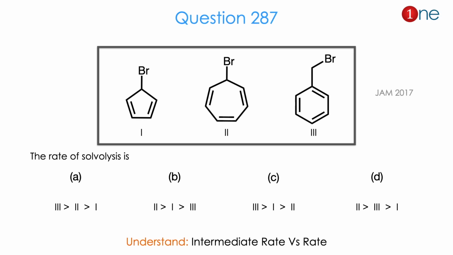Then let us look at the next question. They have given different bromides. The first bromide is cyclopentadiene with bromide. The second one is a 7-member conjugated triene and the third one is benzyl bromide.